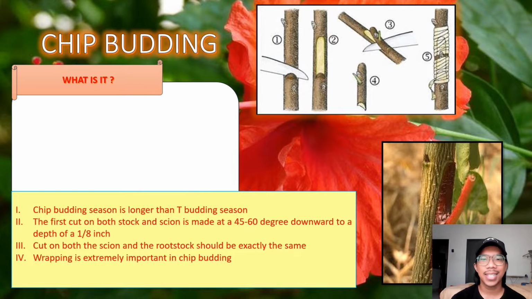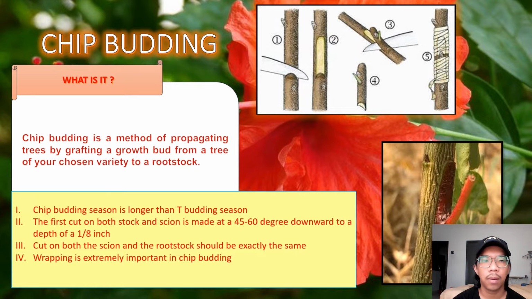Alright, next is chip budding. So what is it? Chip budding is a method of propagating trees by grafting a growth bud from a tree of your chosen variety to a rootstock. Chip budding season is longer than T budding season. The first cut on both stock and scion is made at a 45 to 60 degree angle downward to a depth of 1/8 inch. The cuts on both the scion and the rootstock should be exactly the same.